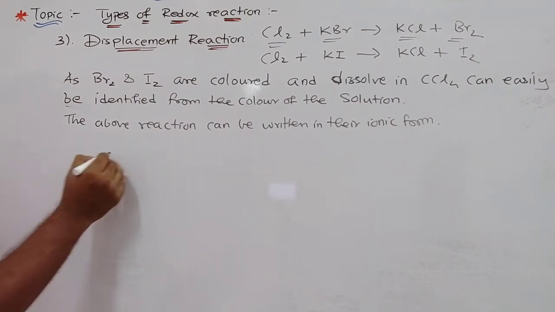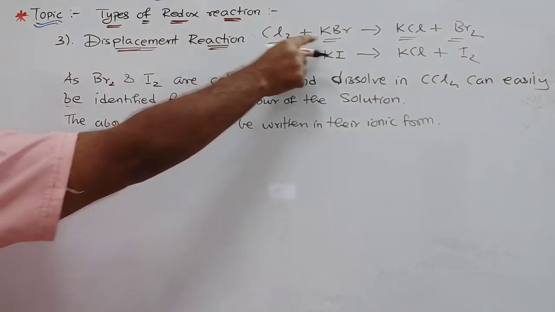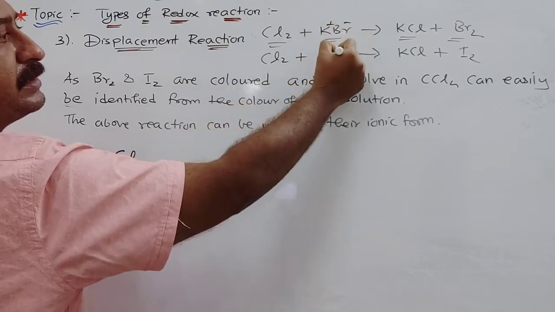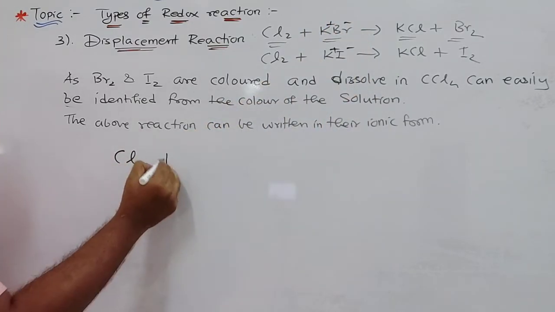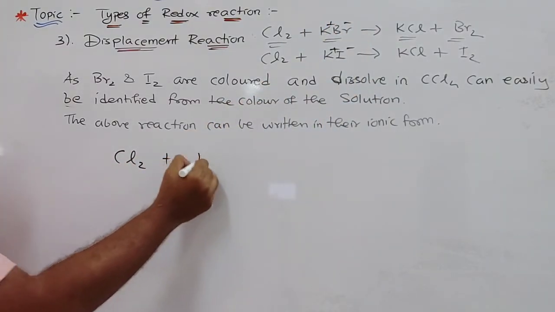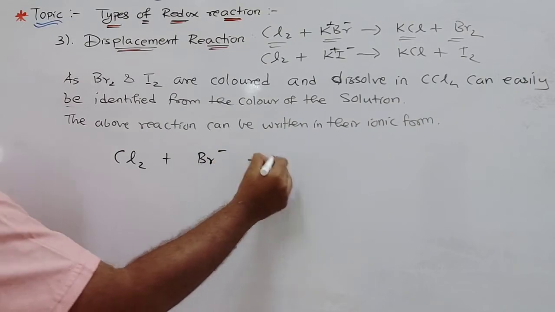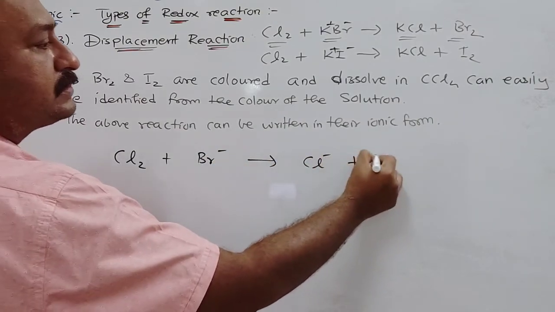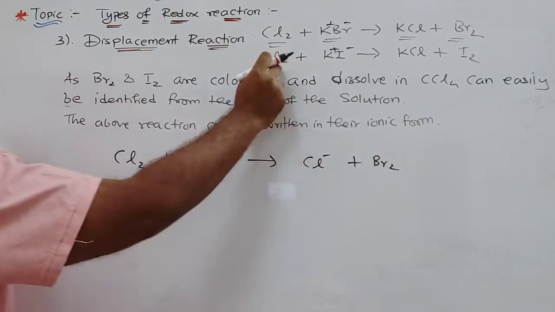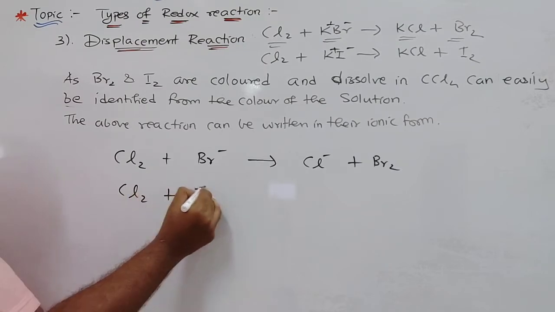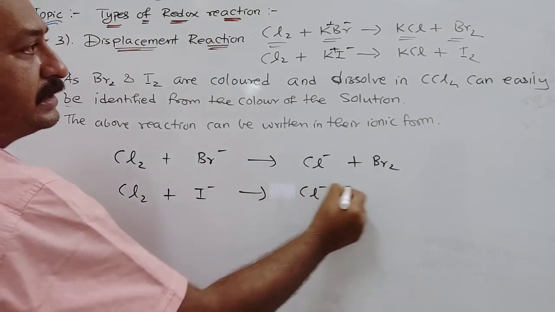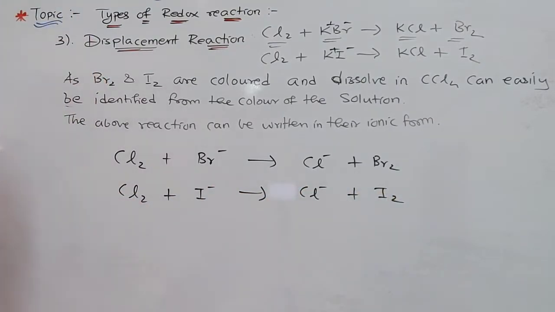Now when we write here, I can write Cl2. KBr means K plus, Br minus; KI means K plus, I minus. So plus Br minus, because we are not writing the metal here. Then it gives you Cl minus plus Br2. Same way this second reaction: Cl2 plus I minus gives you what? Cl minus plus I2. Understood?